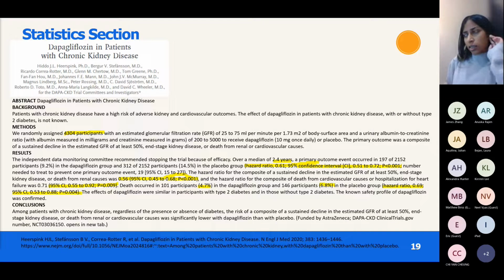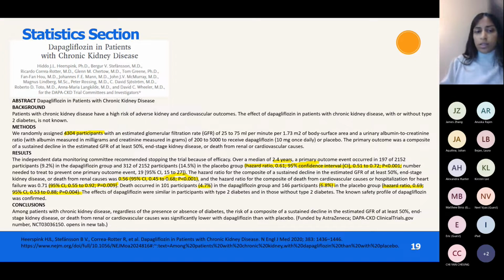It's not really a statistic thing, but a follow-up period of 2.4 years is really long. So you can say that that would reduce the likelihood of a type 2 error as well, because it's a long enough time to detect a difference.